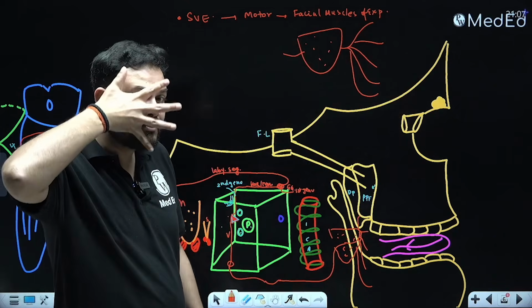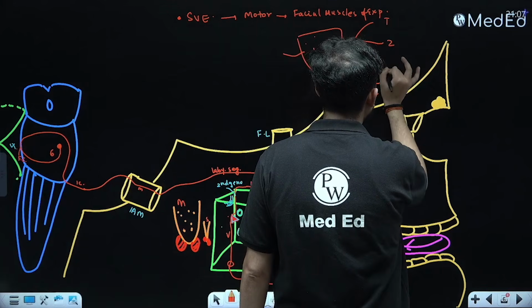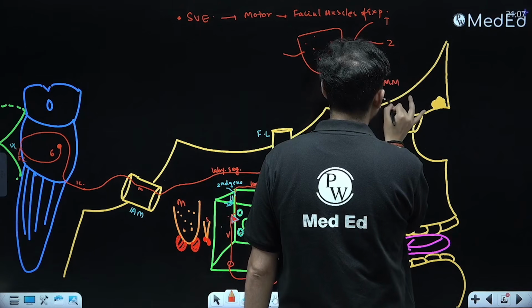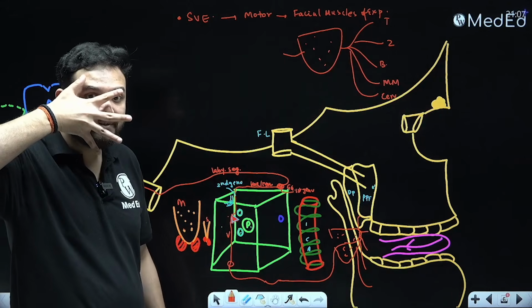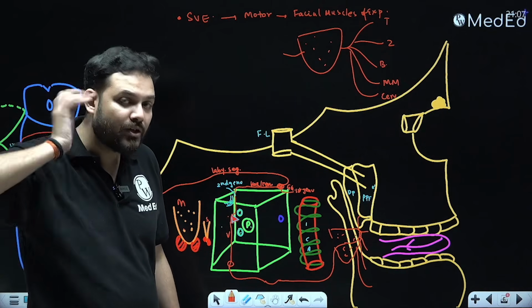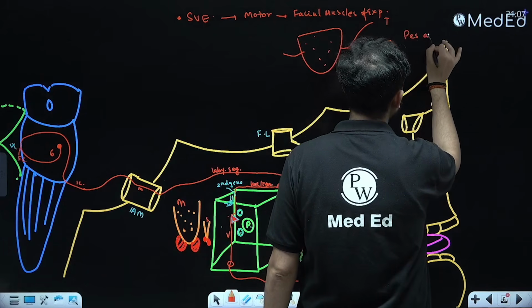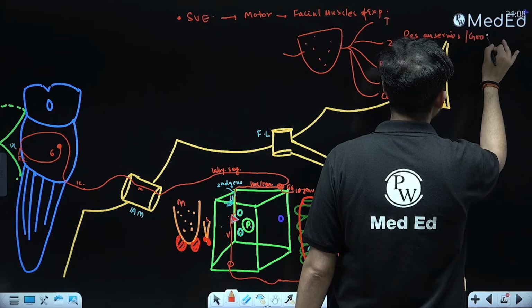And what are the 5 branches over the face? The 5 branches over the face are the temporal branch, zygomatic branch, buccal branch, marginal mandibular branch and cervical branch. These are the 5 branches present over the face. Now this arrangement of facial nerve fibers over the face is called pes anserinus, or we also call it the goose feet arrangement.